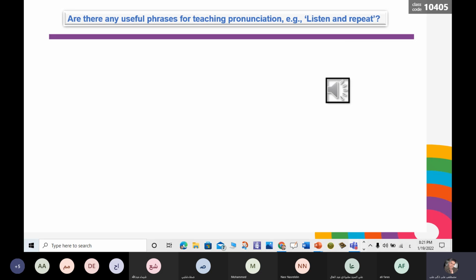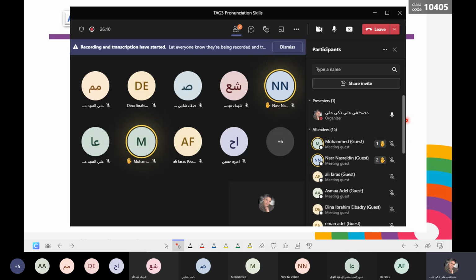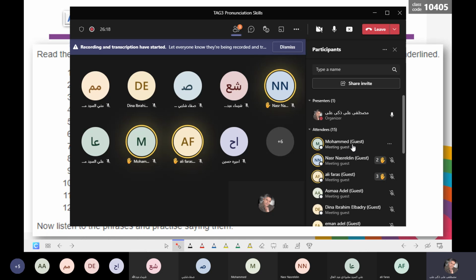Let's have a look. Who's raising their hands? Mr. Nasser, would you like to start? And we have Mr. Muhammad here. Mr. Muhammad, what would you like to say? Is it Muhammad Abdul Hakam, Mr. Mustafa, or somebody else? The first one raising hand here is called Muhammad.